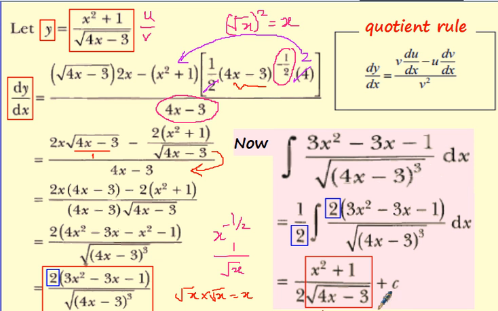So x into root x becomes x raised to 3 upon 2 or 1.5. Please follow what I said. X into root x. It means x raised to 1 into x raised to 1 upon 2. So you can say x raised to 3 upon 2. So same thing we have done here.